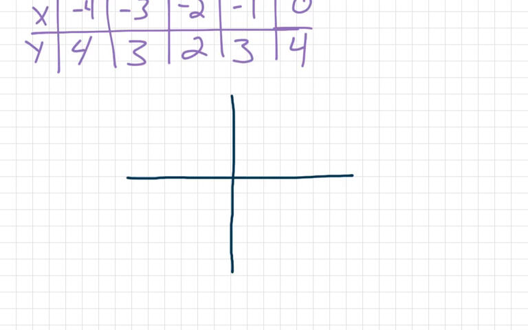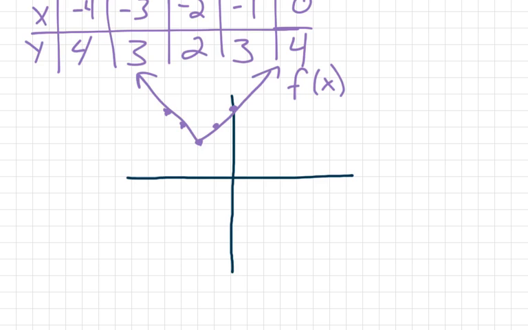And we can plot some points here. So we got negative 2, positive 2 is there. Negative 1, 3 is right there. 0, 4. Negative 3, 3. And negative 4, 4 is right there. And we can graph the function. This is f of x. All right, let's try another one here.